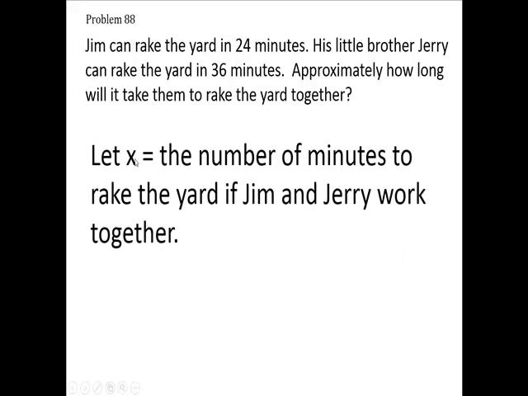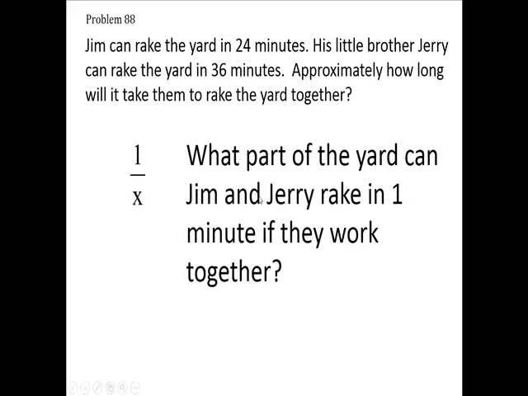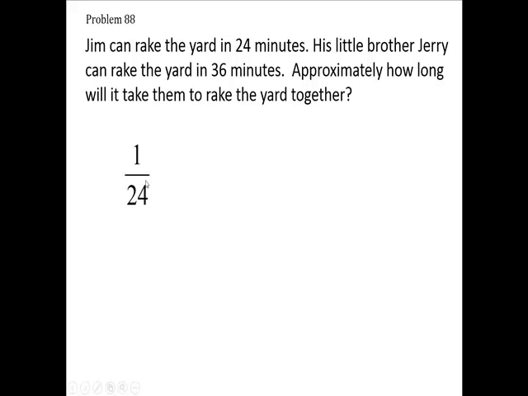So now, assuming X is the number of minutes, we're going to take 1 and divide it by X. We're always dividing by the time. And if the time is X, then 1 over X is the part of the yard they can rake in 1 minute. So we start off with Jim's part of the yard, what he rakes in 1 minute, and we put in Jerry's part that he rakes in 1 minute. Put them together, and we have the part of the yard that they rake together.